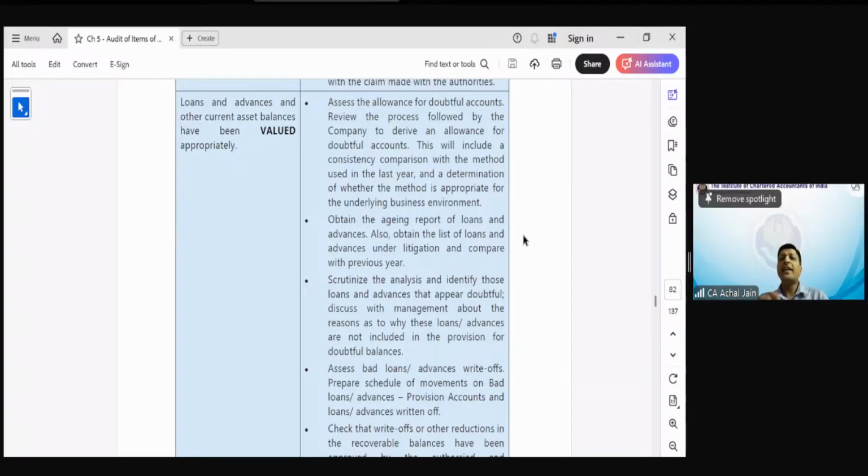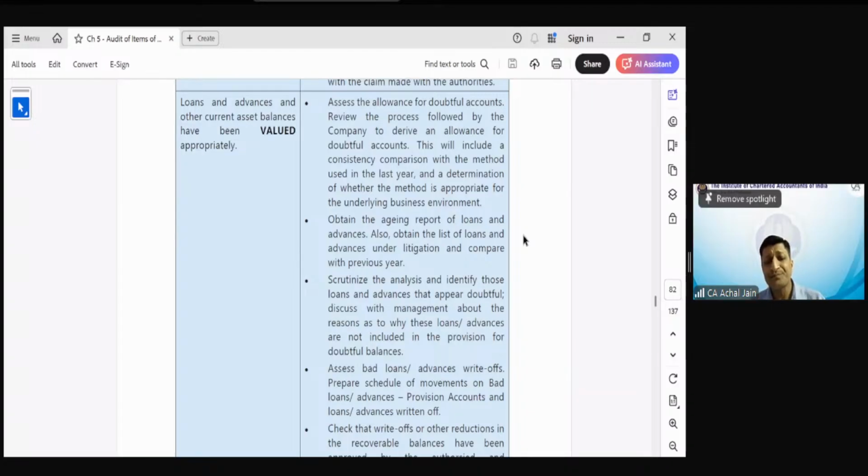And that aging report needs to be compared with the outstanding balances. It also needs to be evaluated, particularly in respect of long outstanding loans and advances, as to what are their chances of recovery. Because we are talking about an asset side, the management's expectation of that recovery needs to be evaluated.